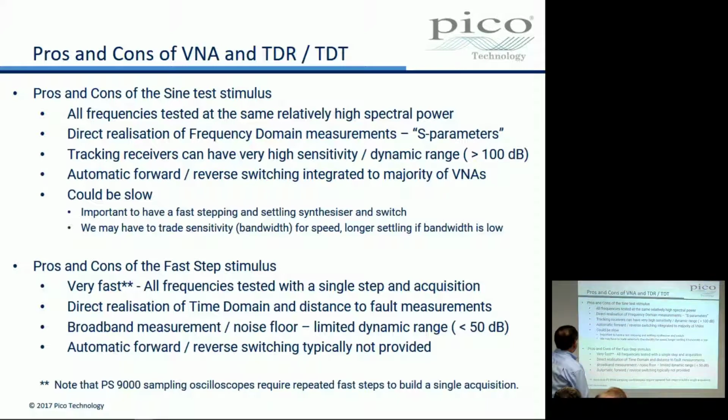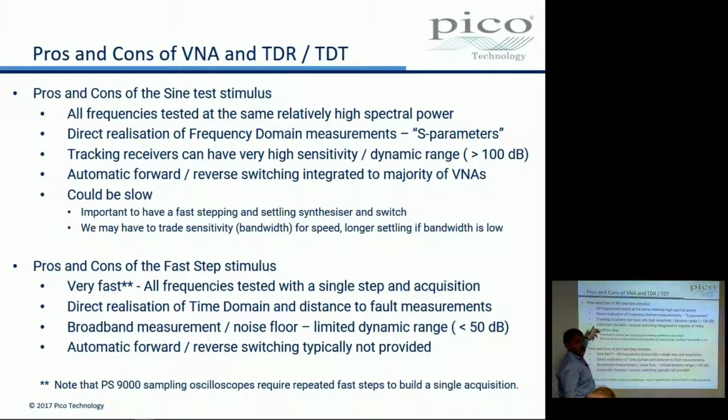Pros and cons. I think I've mentioned most of these. Pros and cons of the sine test. All frequencies tested at the same relatively high spectral power. Direct realization of frequency domain measurements. So I didn't mention that. We're going to be able to get S parameters directly from frequency domain measurements. Tracking receivers can have very high sensitivity, so we can have a very low noise floor. Automatic forward and reverse switching integrated into the majority of VNAs.